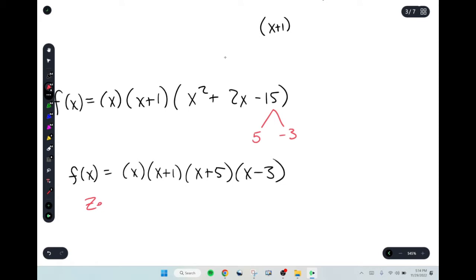So what are your zeros? -5 and positive... Negative 5. There's 2 more. Positive 1. 0. Oh. Careful.